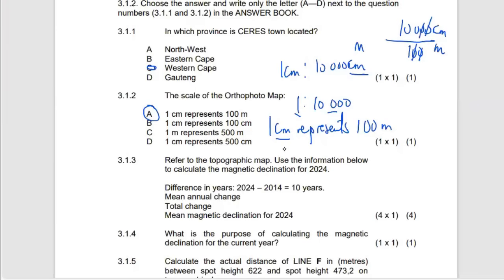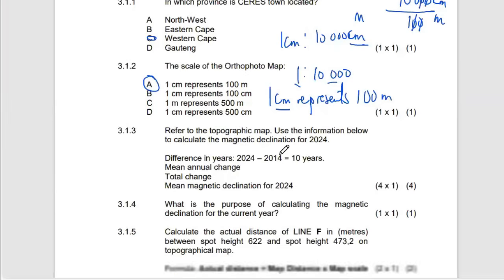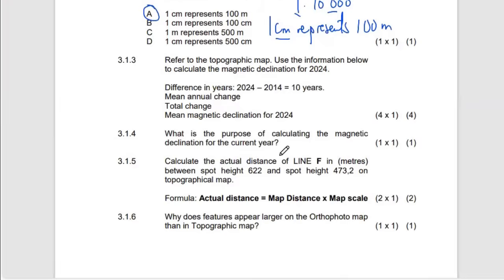3.1.3, it says refer to the topographic map, use information below to calculate magnetic declination for 2024. What are you supposed to do there? There is provided information on the map which talks about the angle of declination in the given year on which the map was drawn. If you check just below the topographic map, that information is presented in between the topographic map and the reference or the key. You get information about the angle of declination and the year when the angle was discovered, and also you get the mean annual change in the direction. You use that information to come out with a calculation of magnetic declination for the given year.